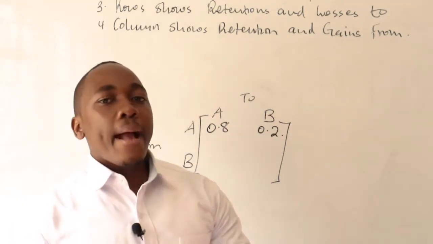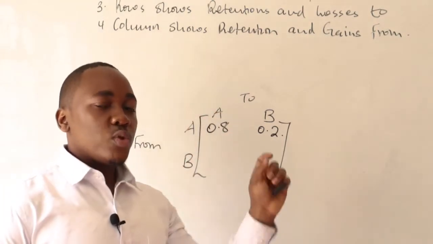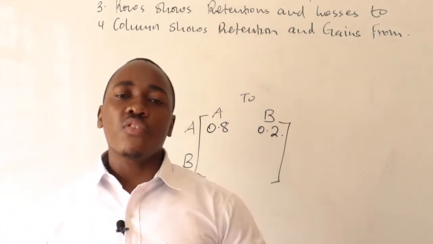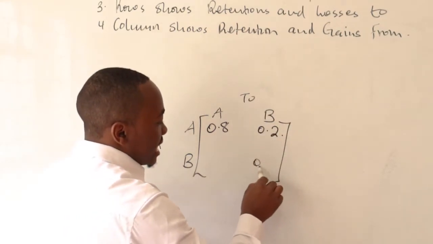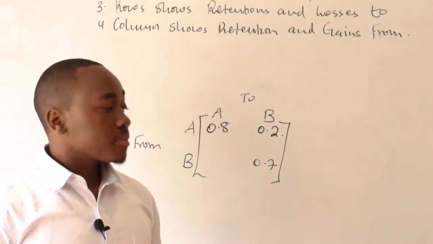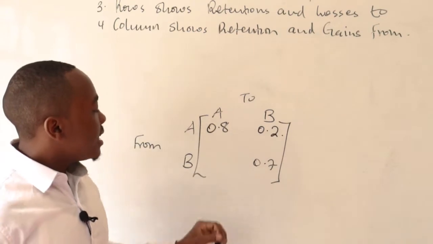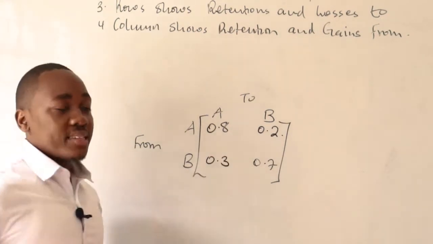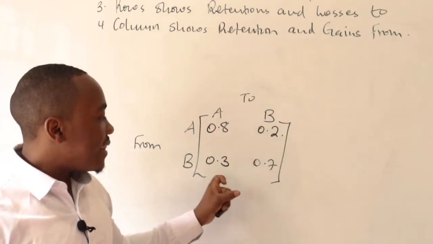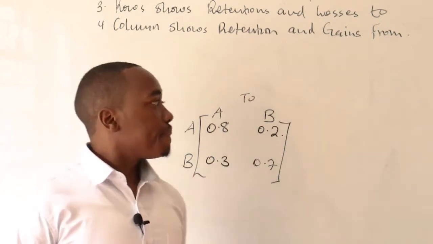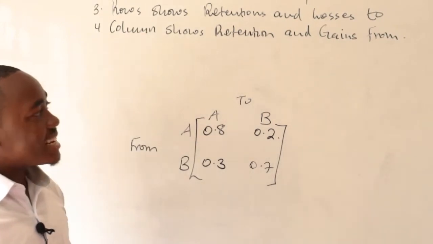Now, assuming that B, moving from the previous year to this year, retained 70% of its clients. So from B to B, they retained 70%. How much did B lose to A? They lost 30%, 0.3. So you show the retention and losses under the rows, and the summation of the two should always give you 1. Then number 4, we have said that the columns show retention and gains from.